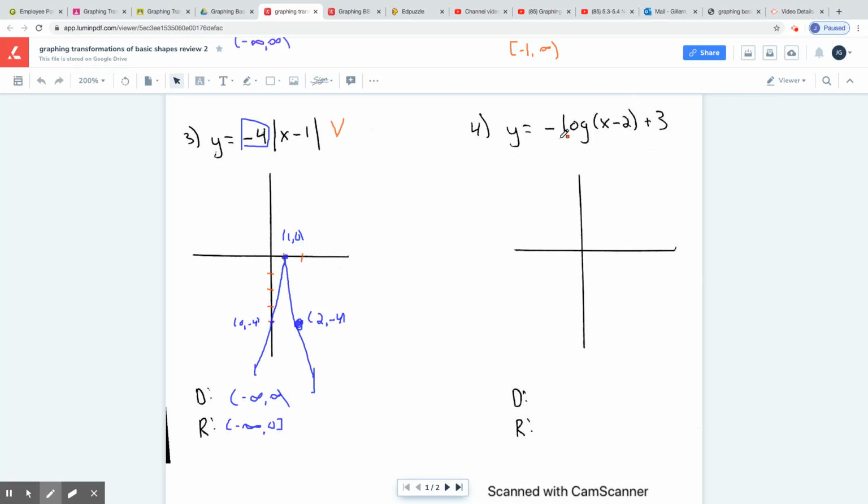All right, 4, we have a log. There's nothing here. So what does that mean? That means we have base 10. So the points I'm going to be using, I'm starting with, are (1, 0), that we're getting shifted, and (10, 1).